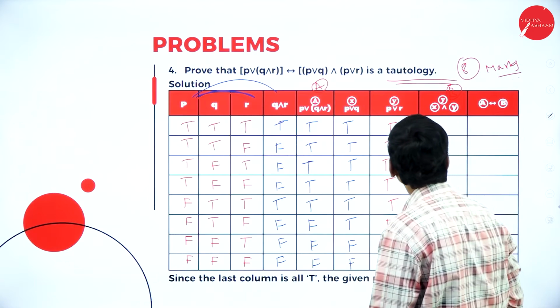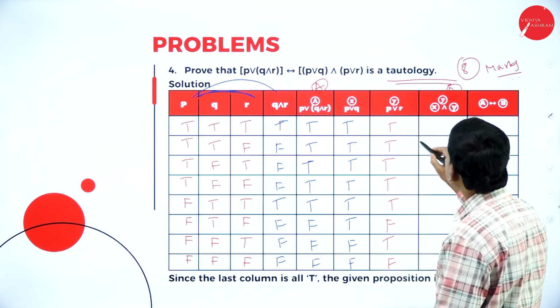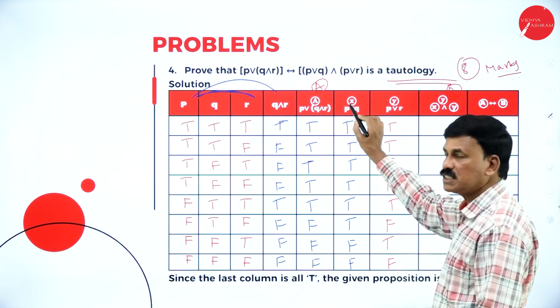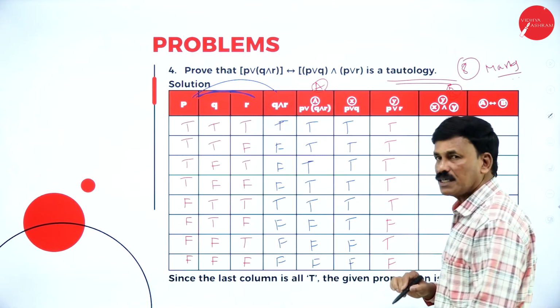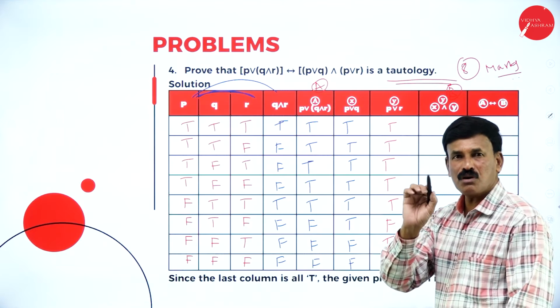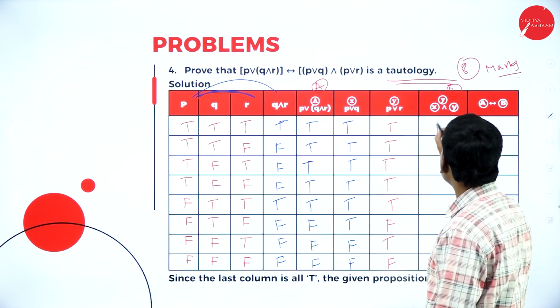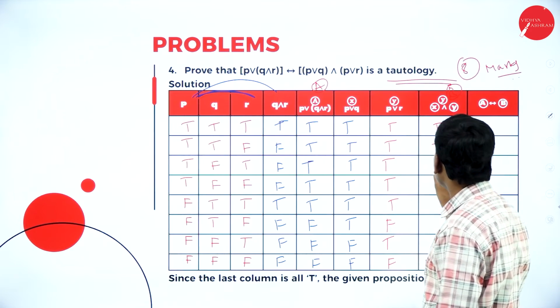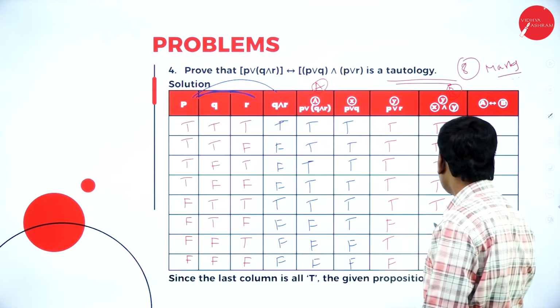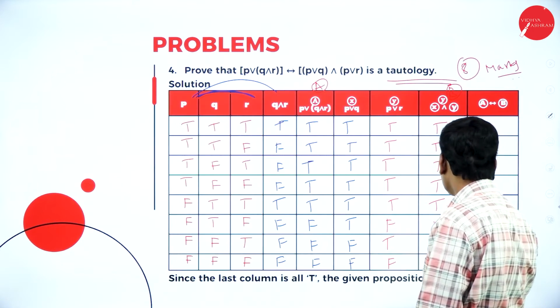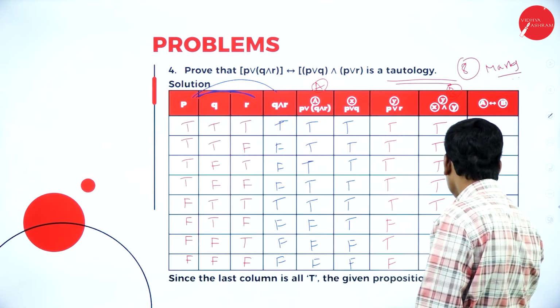This is the disjunction. Now write down the conjunction for these two, the conjunction of P disjunction Q and P disjunction R. For conjunction, true and true is true, and in all other cases it is false. So true and true is true, true and true is true, true and true is true, true and true is true, true and true is true. True and false is false. False and true is false. False and false is false.